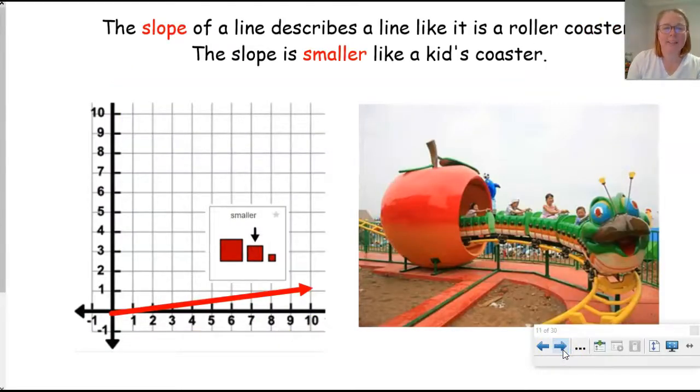The slope of a line describes a line like it is a roller coaster. The smaller the slope is, the more like a kid's coaster. See this one? That's a really small slope. And it's a lot like the kiddie coasters, which are really fun, but they're not very tall. So this line is also not very tall. It's considered a small slope.